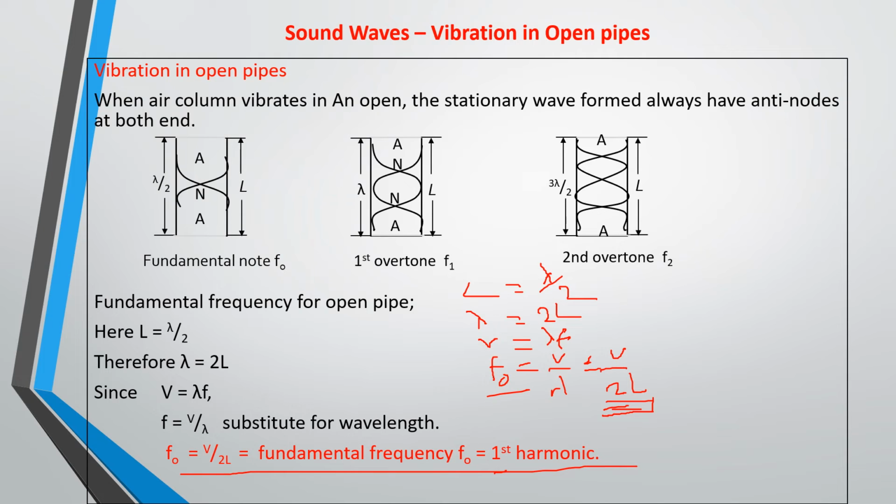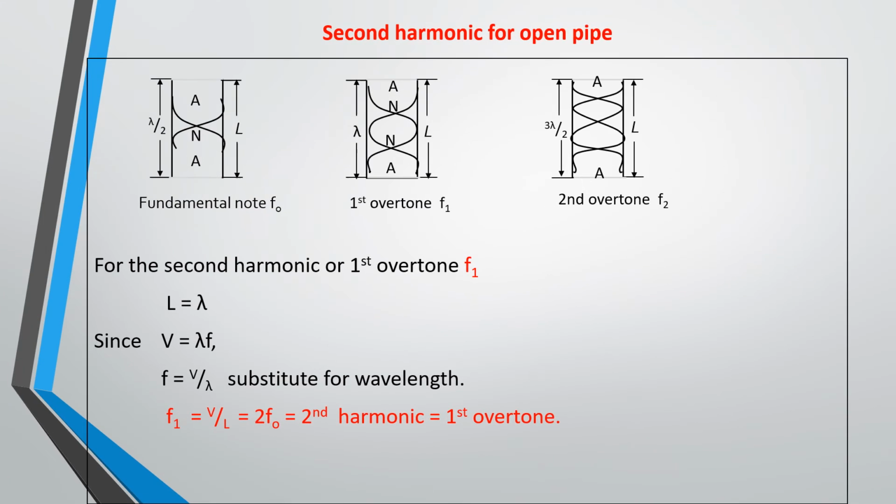This is equal to half of a wavelength. Then here, this distance is equal to 1 wavelength. Okay, so this is your fundamental note and your first harmonic. For the second harmonic, right, this is your second harmonic and your first overtone.